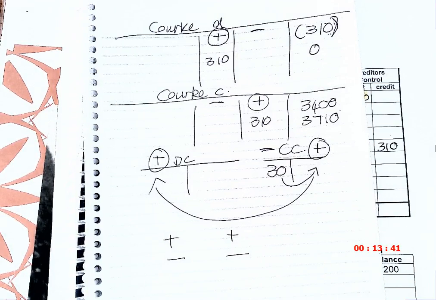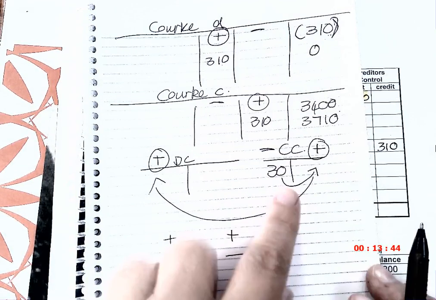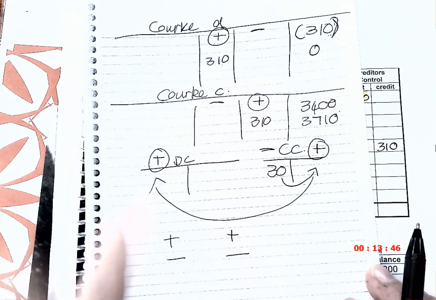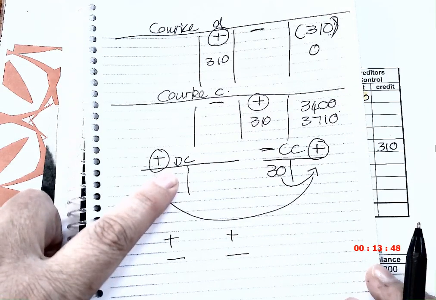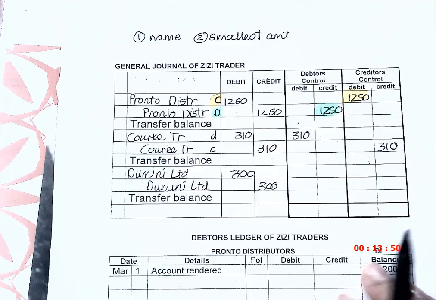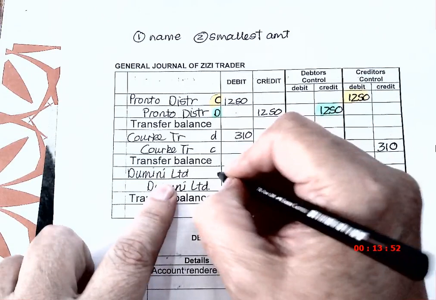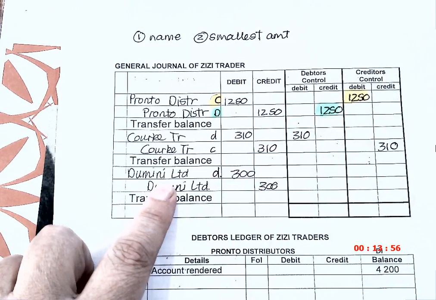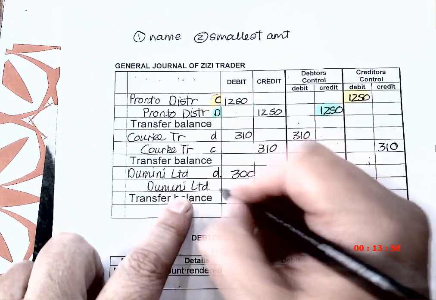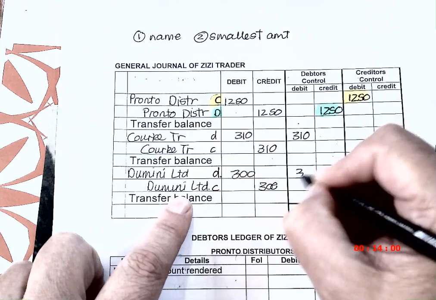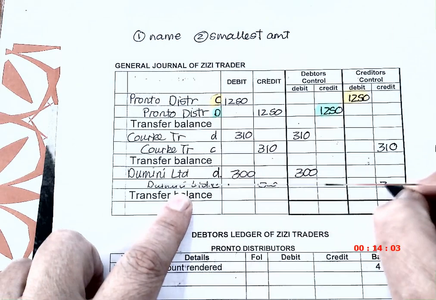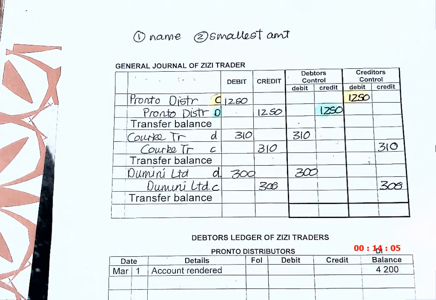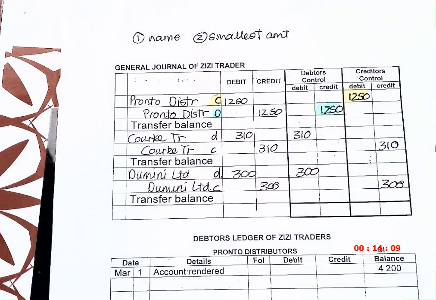Okay. So now, what did I debit? I debited the debtor's control. So, Dumini, the debtor, will be debited. Dumini, the creditor, will be credited. Let's see if I do it as a debtor and creditors list, if it makes more sense to you. So, let me make it like this.